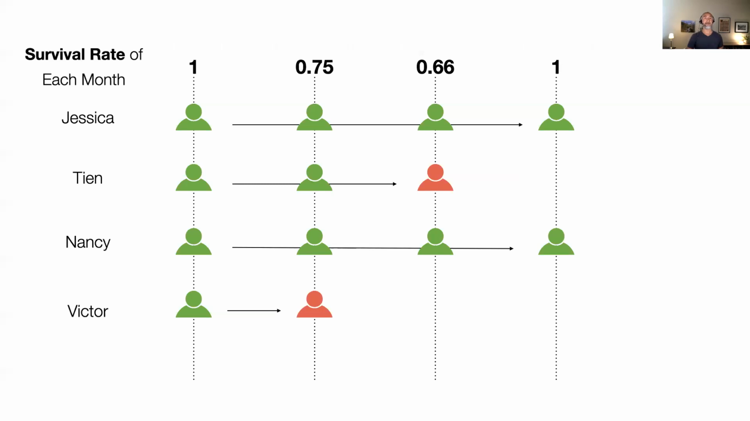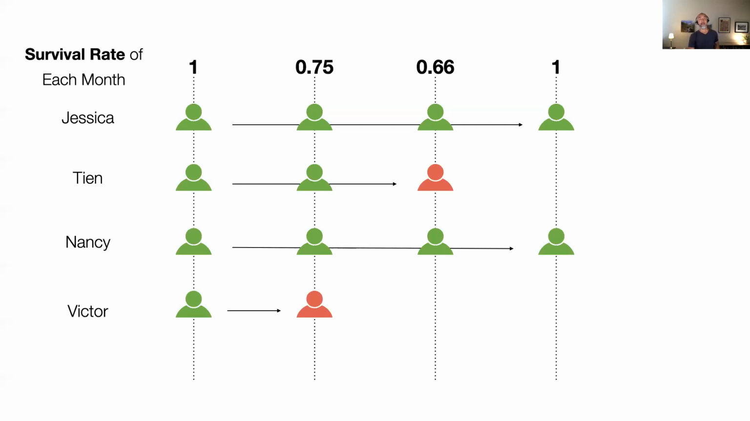Then we can calculate the survival rate, or retention rate, of each month. The first month is easy. Everybody is retained, so of course it's 1, which means 100%. In the second month we had 4 customers, and 1 person, Victor, churned. So 3 divided by 4 is 0.75 or 75%. The next phase, the third month, becomes 0.66 or 66%. So what we are looking at here is 1, 0.75, 0.66, and 1. Those are the survival rates of each month.